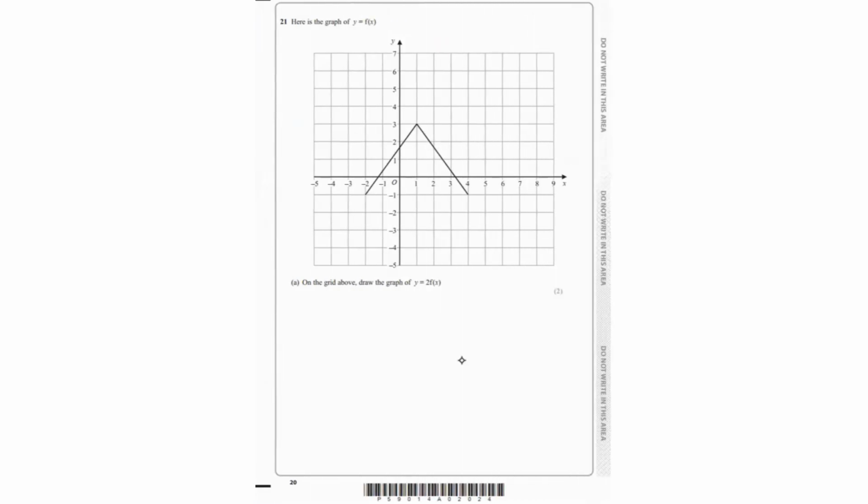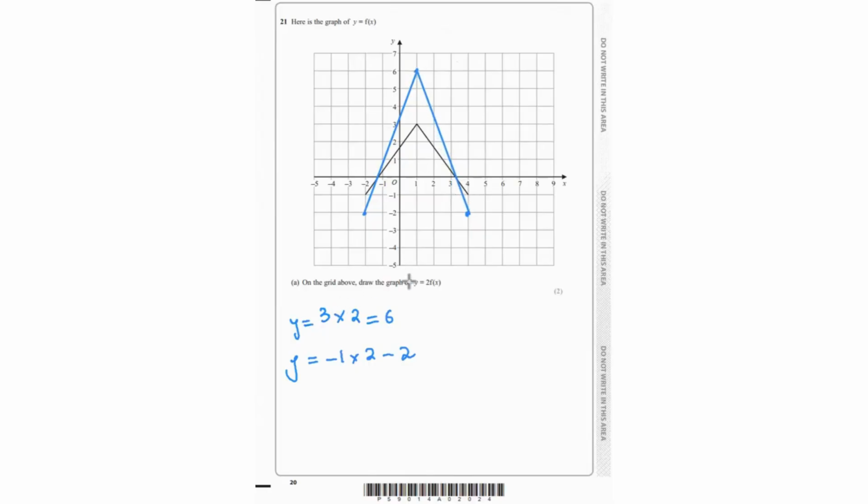And this question says, here's the graph of y equals f of x. On the grid above, draw the graph of y equals 2 times f of x. So for this, 2 times f of x means that y is getting multiplied by 2. So 3 times 2, that's going to be 6. -1 times 2, that's going to be -2. So this point comes over here, this point comes over here, and this point goes at 6. Then we just connect the points with a straight line, and that's your graph.